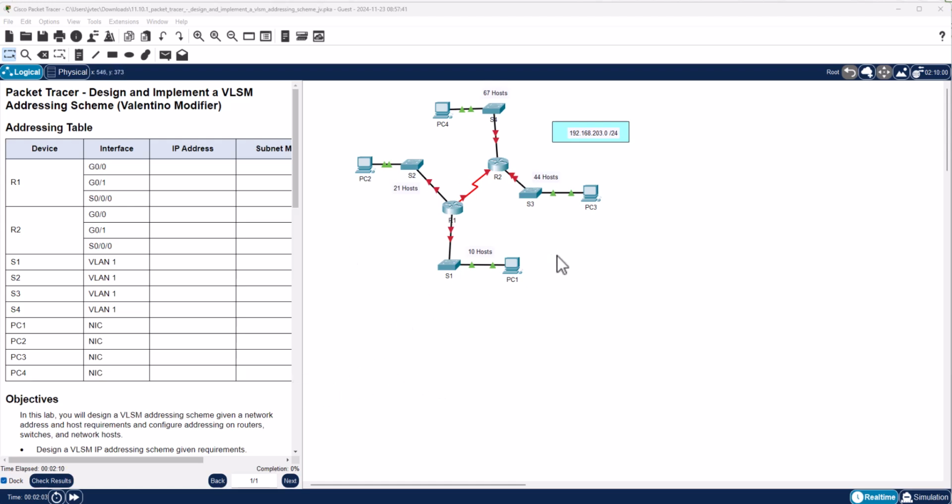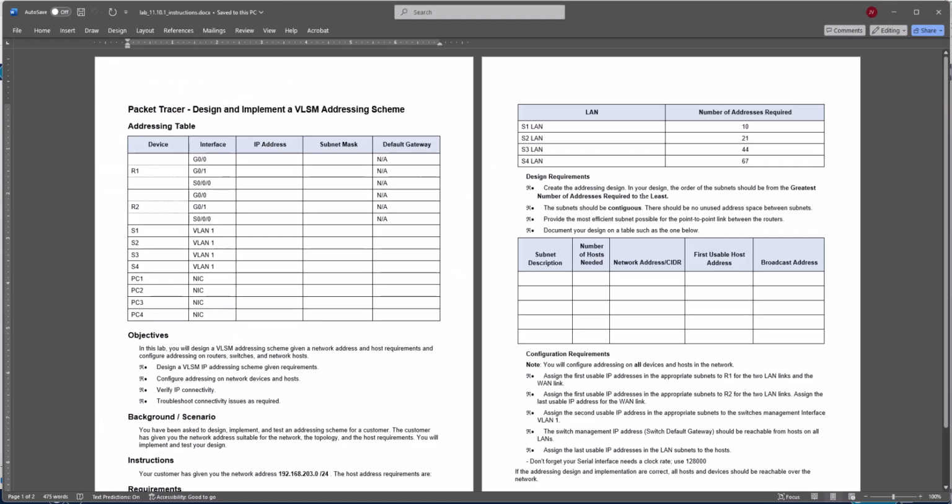In this topology we have 5 LANs, 5 local area networks. We've got a network with 67 hosts, a network with 44 hosts, a network with 21 hosts, a network with 10 hosts, and then there's that point-to-point network between router 1 and router 2 with 2 hosts, because each router uses 1 IP address in order to talk. So we have 5 LANs. Keep that in mind: 67, 44, 21, 10. In the Word doc, you can enter 67, 44, 21, 10. And don't forget about the 2.